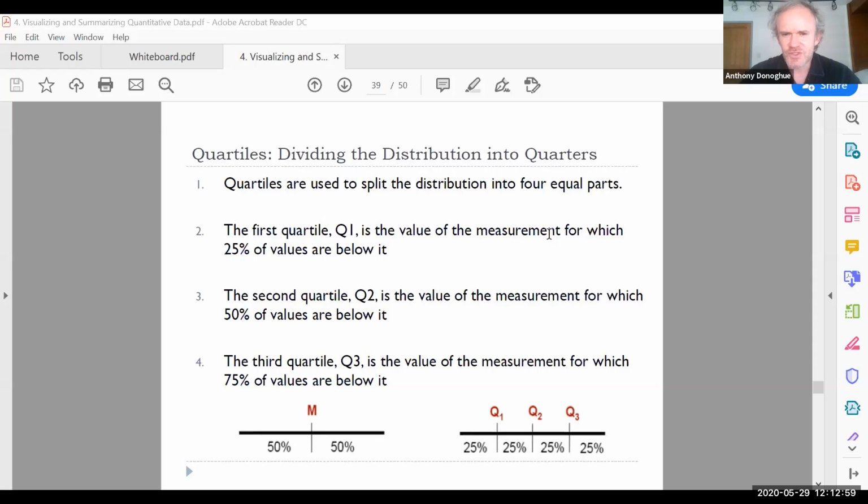Then quartiles are just, Q2 is the median, the second quartile. So you are getting two more values, Q1 and Q3, and Q2 is your median. Q1 is where 25% of values are below it and 75% are above. Q2 is the median, 50% of values are below it, 50% of values are above it. And Q3 is where 75% of values are below it and 25% of values are above it. So it's two more values, three in total, that are splitting your data into quartiles.